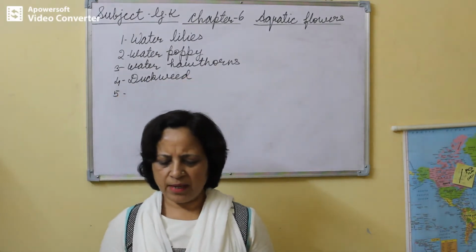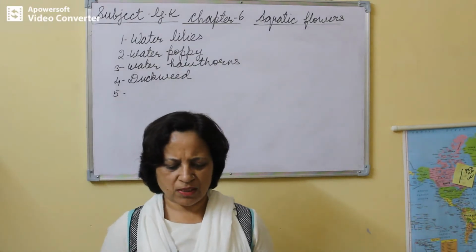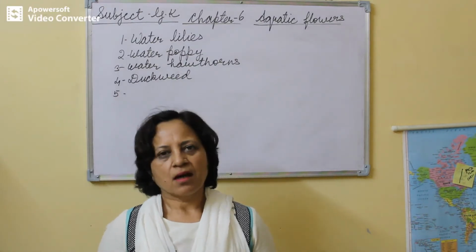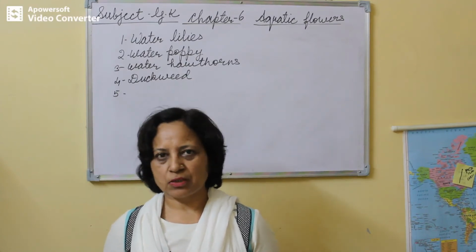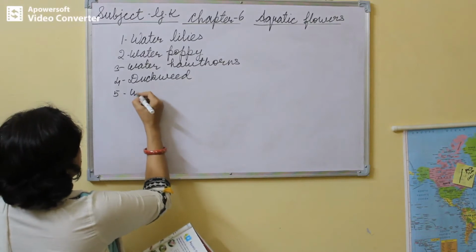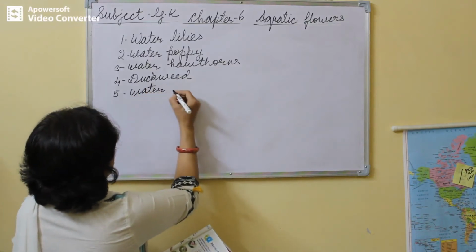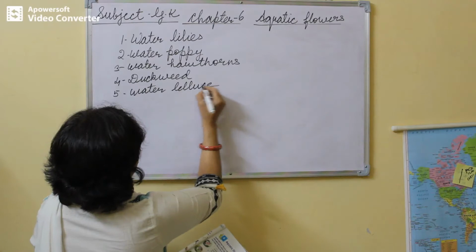Fifth, dash resembles a head of lettuce but is not suitable in a cold climate. These are not suitable in cold climate, okay. Answer is water lettuce, because they resemble the head of lettuce.